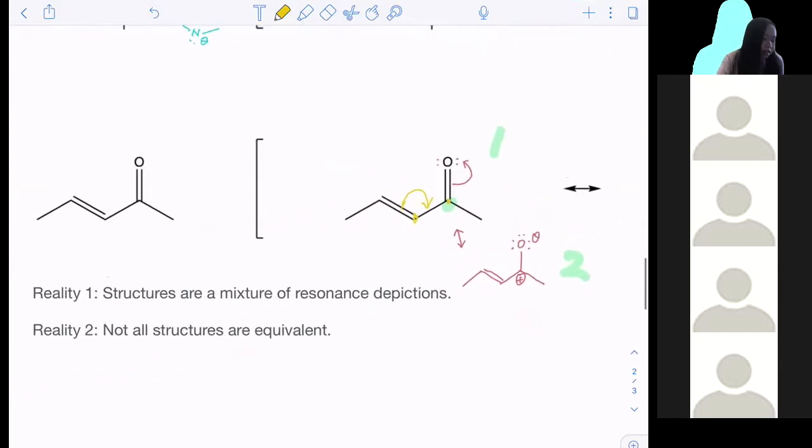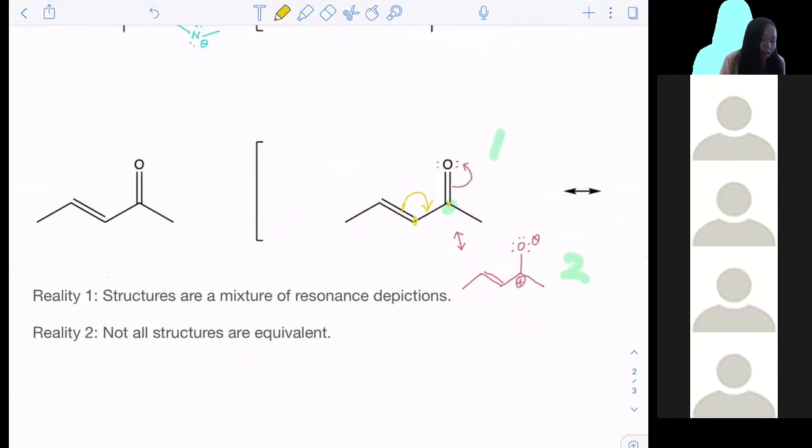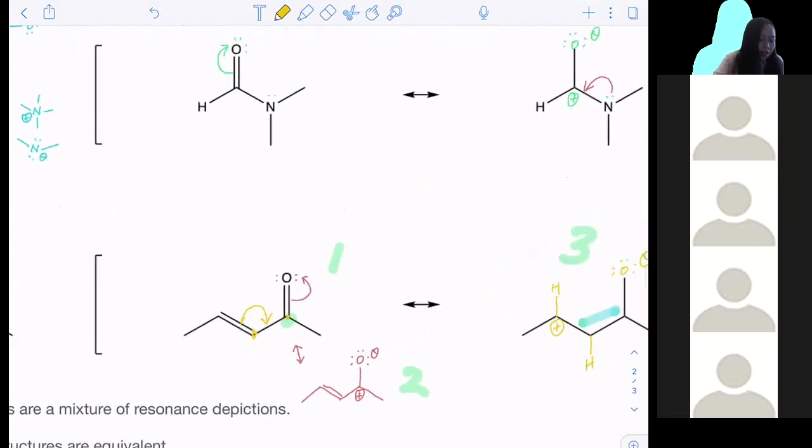So that comes to our second point: not all structures are equivalent. What does it mean? Here, this is going to be the major structure because it doesn't have a charge. So it's neutral by itself. It's the most comfortable way. And usually the structure with less charge separation is favored. Like this one, where you have a negative and you have a positive. This structure is not going to be as comfortable as the one where every atom just takes its own electrons.